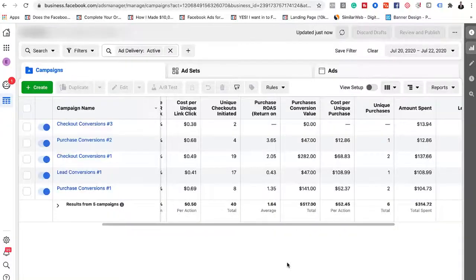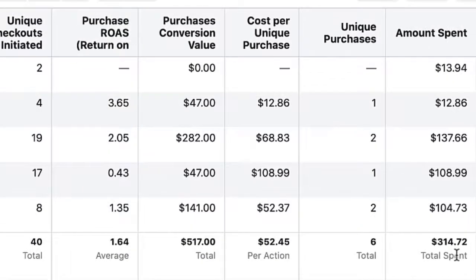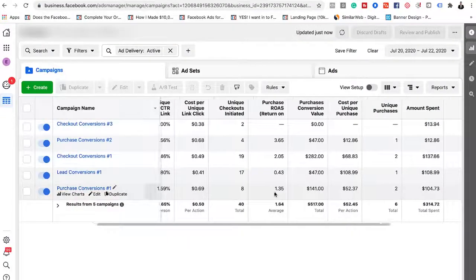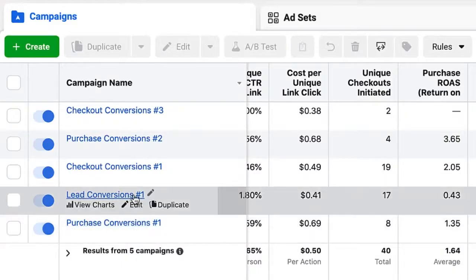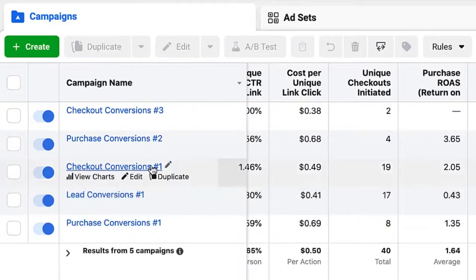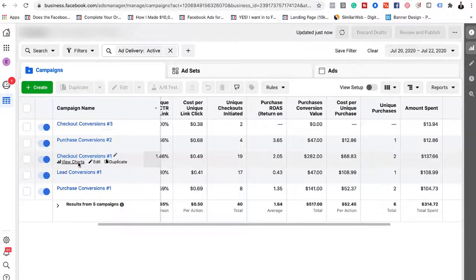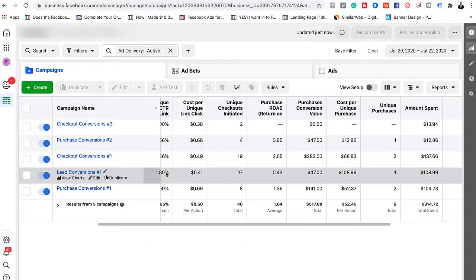All right, so to give you guys a visual representation, and this wasn't planned, but I just thought, okay, I have a new campaign and I started doing horizontal scaling. So let me go ahead and actually show you guys. Basically, we've spent $314 so far. We've made $517 in revenue. But if we look here, we have the purchase conversions campaign, the lead conversions 1, and then the checkout conversions 1. So this was the original campaign. It was 3 different campaigns.